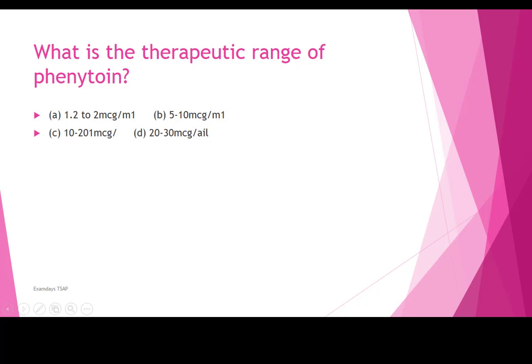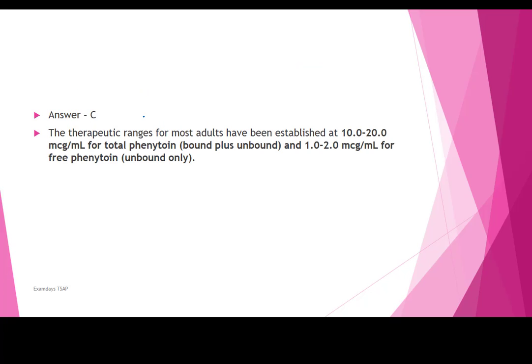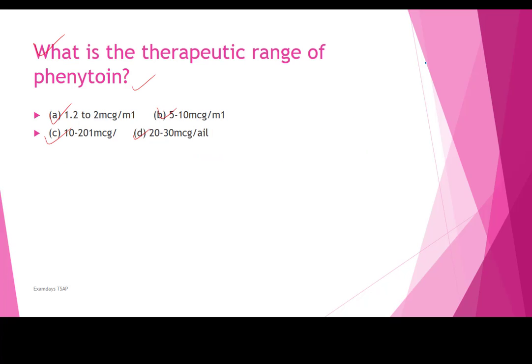Moving on to the next question: what is the therapeutic range of phenytoin? Your options are: 1.2 to 2 mcg/ml; B, 5 to 10 mcg/ml; C, 10 to 20 mcg/ml; and option D, 20 to 30 mcg/ml. So the correct answer is 10 to 20 mcg/ml.